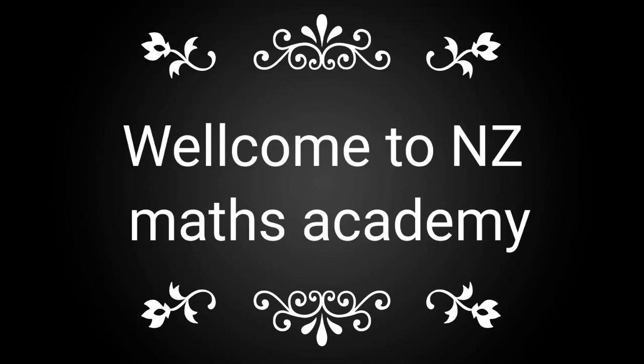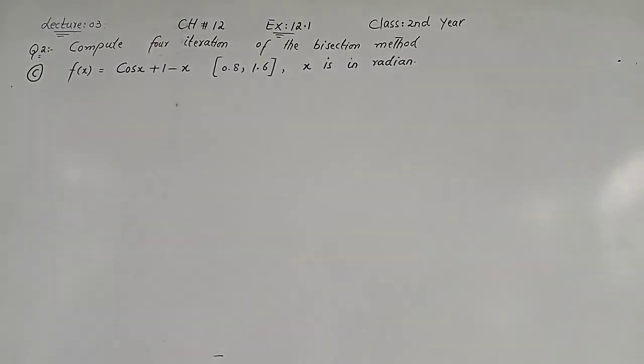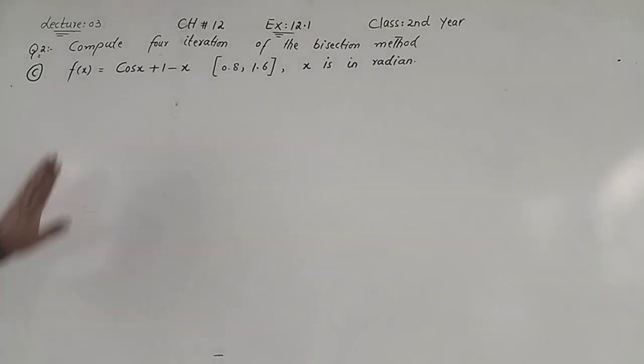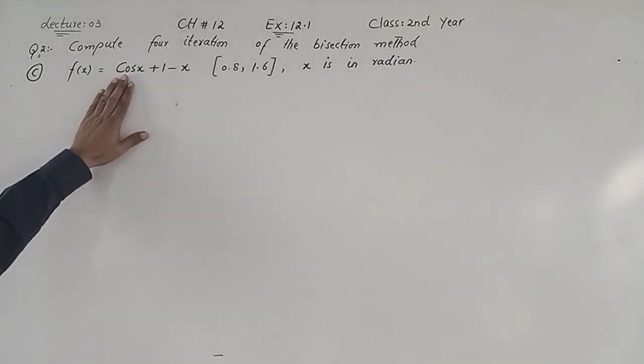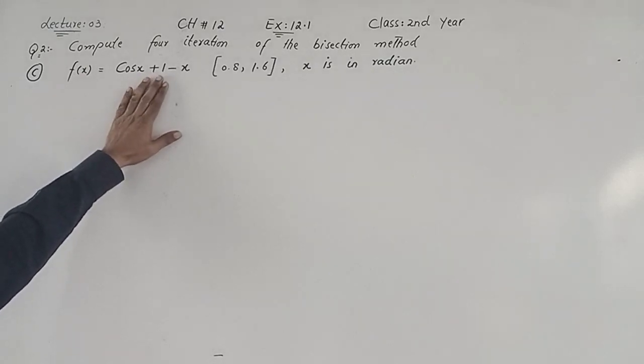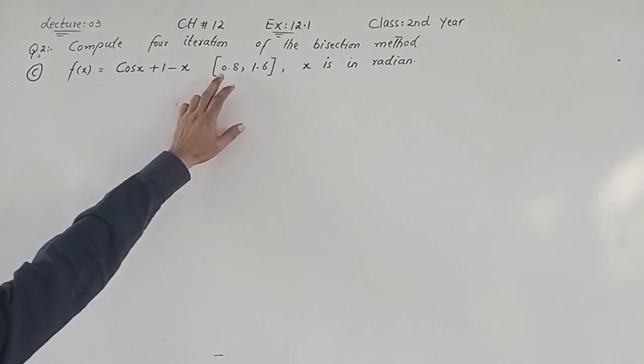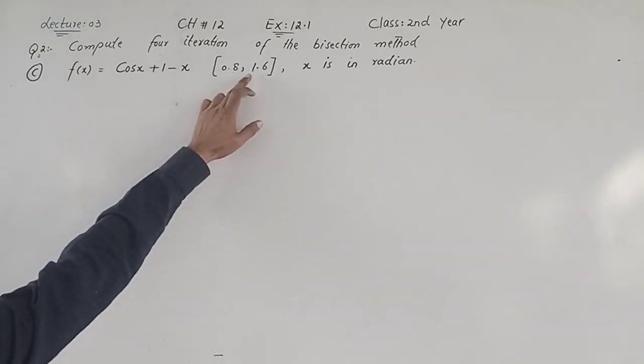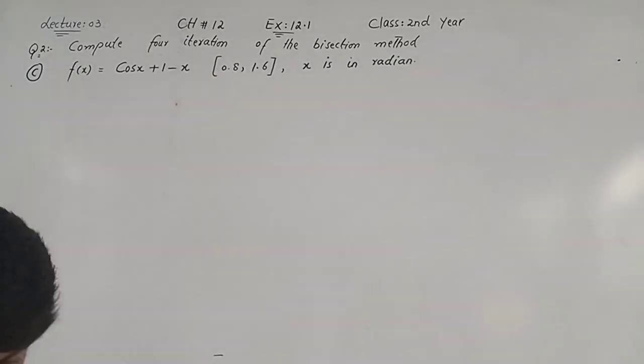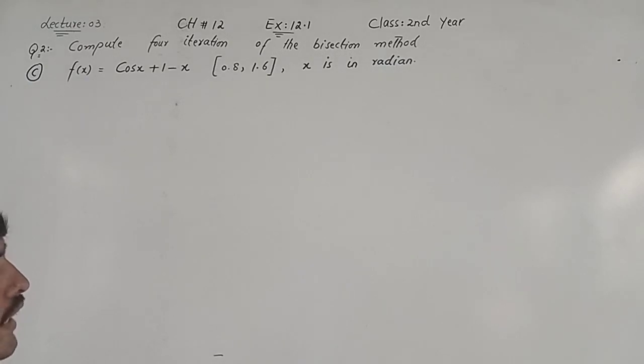Question number 2, part C, bisection method question है, f of x is equal to cos x plus 1 minus x, इंटरवल हमारे पास है 0.8 to 1.6, where x is in radian.